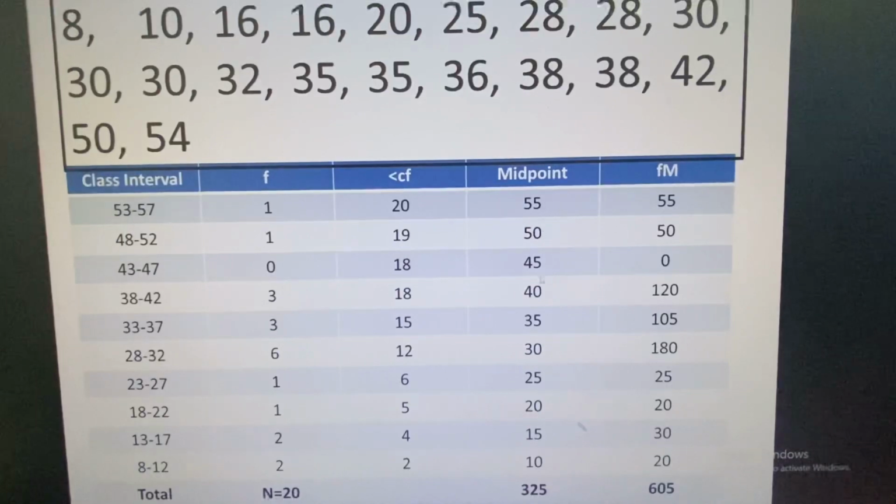So I skip counting by 5. Then also get the total. And then the last column is FM. Just multiply the frequency and the midpoint. Let's say we have here 2 times 10, the answer is 20. 2 times 15, the answer is 30. 1 times 20, the answer is 20. And until 1 times 55 equals 55.